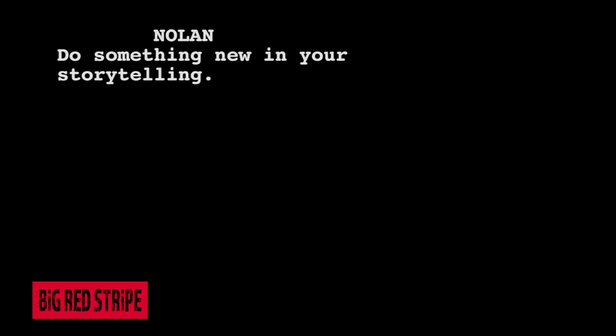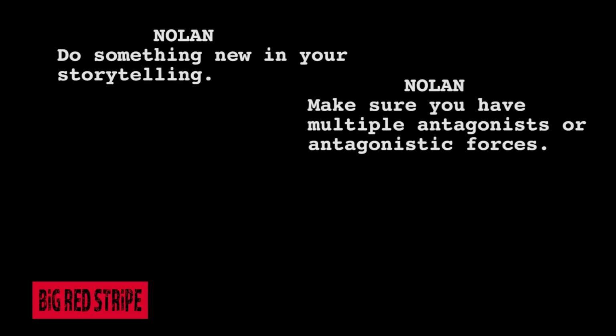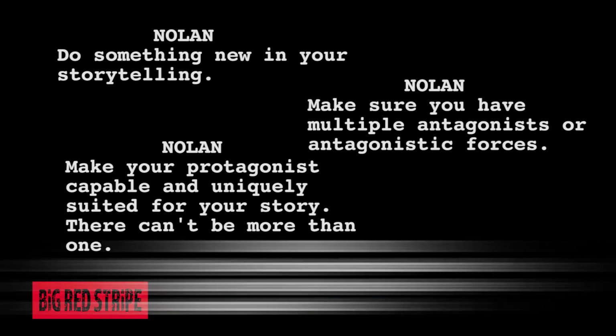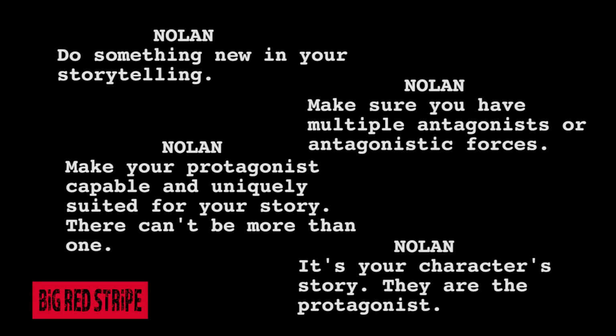Now, if you're listening through all this, Nolan is giving a nod to everyone who just loves stories. I mean, his main character is named Protagonist, and they're talking about a protagonist and literally the protagonist. It's kind of this level beneath a level beneath a level. It's just really great. And if you look back through these conversations, you can almost hear Nolan saying things like, do something new in your storytelling. Make sure you have multiple antagonists or antagonistic forces. Make your protagonist capable and uniquely suited for your story. There can't be more than one. It's your character's story. They are the protagonist.